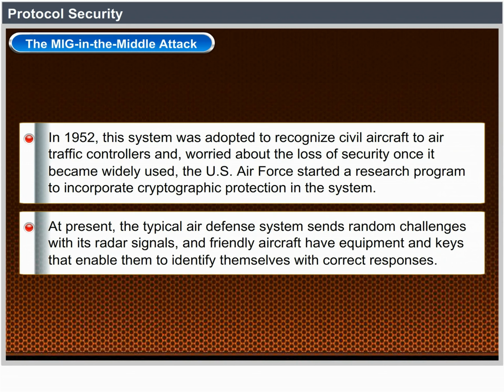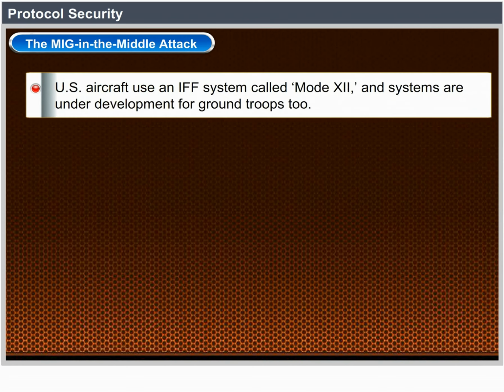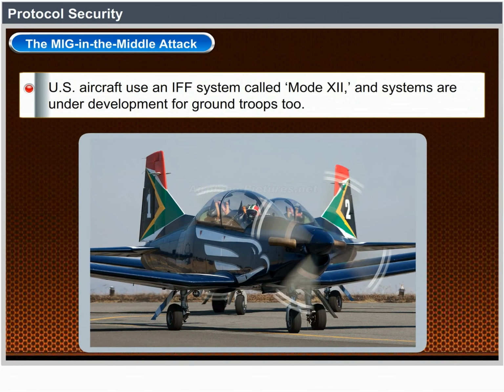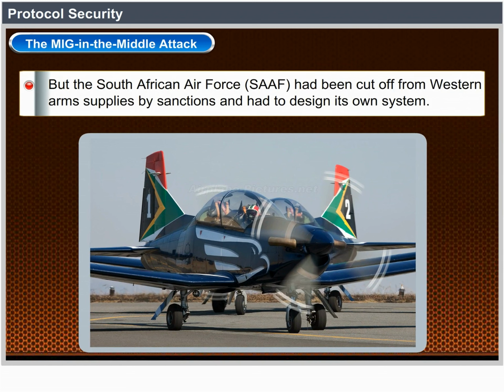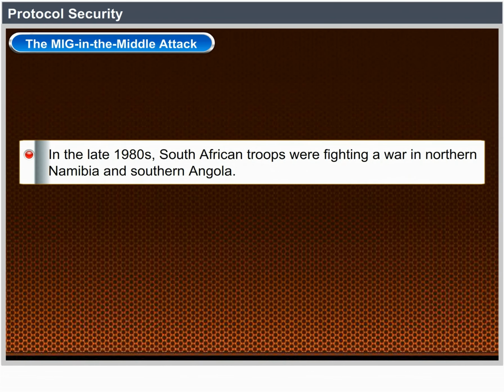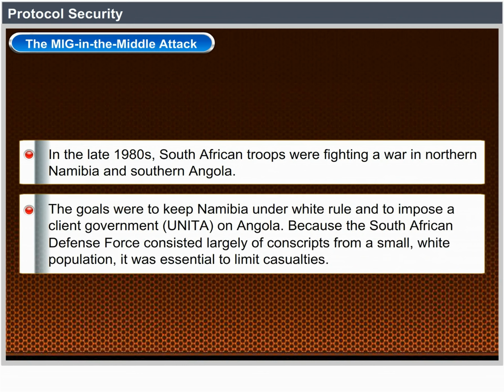US aircraft use an IFF system called Mode 12 and systems are under development for ground troops too. But the South African Air Force, SAAF, had been cut off from Western arms supplies by sanctions and had to design its own system. In the late 1980s, South African troops were fighting a war in northern Namibia and southern Angola. The goals were to keep Namibia under white rule and to impose a client government, UNITA, on Angola.